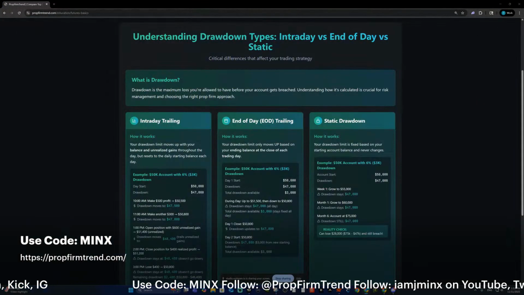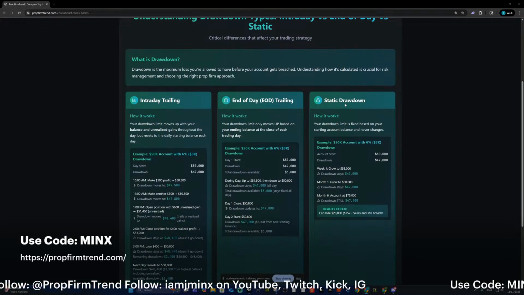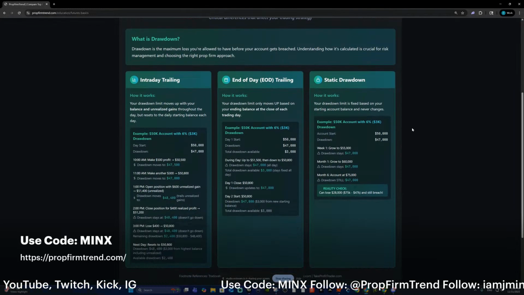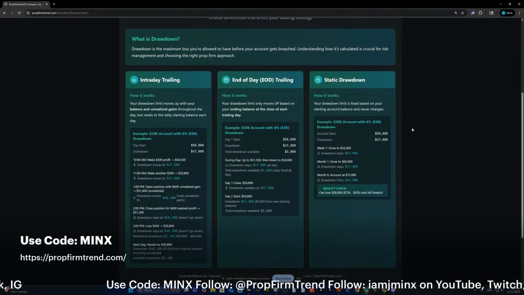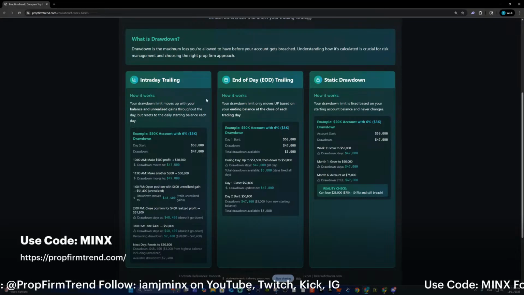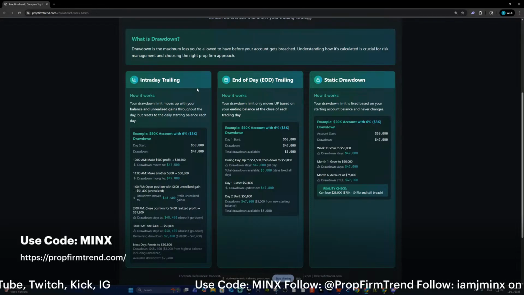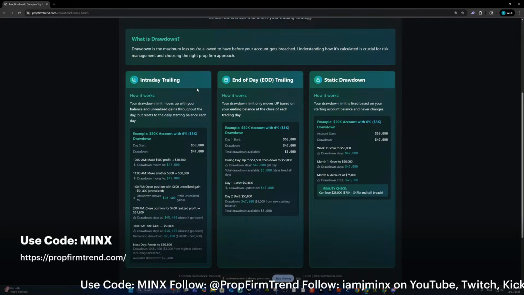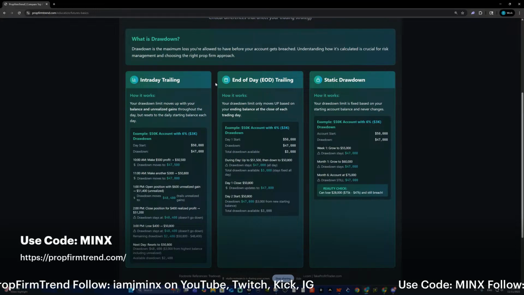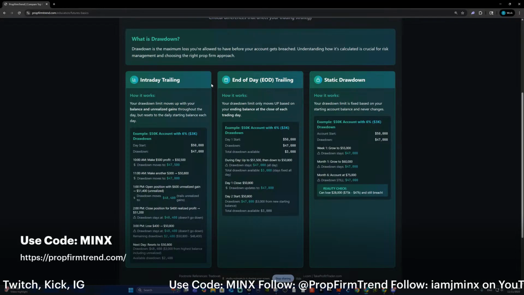Okay, so here, this is very important. A lot of people miss this when they're looking into trading futures. I get a lot of questions like, hey, I failed my account, why? I was in profit. Well, it's because of the drawdown. There are different types of drawdown. So first, what is a drawdown? Drawdown is the maximum loss you're allowed to have before your account gets breached. Understanding how it's calculated is crucial for risk management and choosing the right prop firm approach.